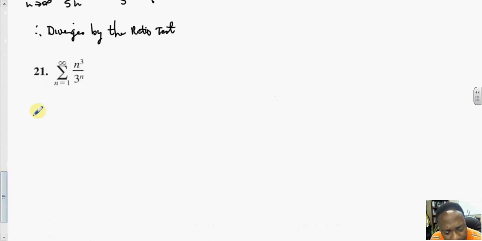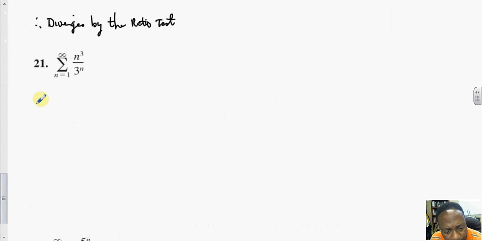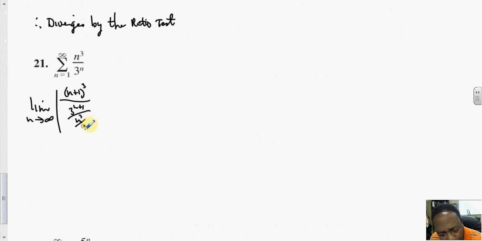What about this one? So the limit as n goes to infinity of the absolute value of n plus 1 to the third all over 3n plus 1. And now this is divided by n to the third over 3 to the n.